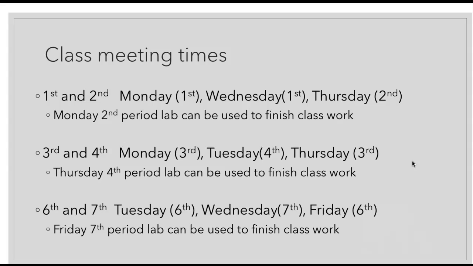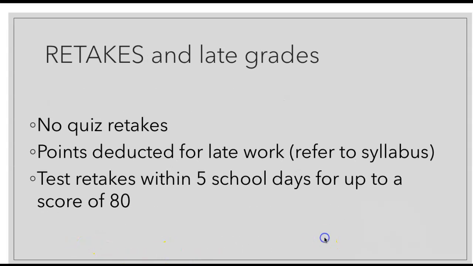All right, so here are our class meeting times. This is when we will actually meet at the very beginning of class on Zoom. My Zoom meetings are usually 20 minutes, unless there's a quiz or a test, and then we do a 30-minute Zoom where we review and then we do practice FRQs. So first and second period, I meet with you Monday, Wednesday, Thursday. Monday, second period lab can be used to finish classwork. Third and fourth period, I meet with you Monday, Tuesday, Thursday. Thursday, fourth period lab can be used to finish work. And then sixth and seventh period, I meet with you Tuesday, Wednesday, Friday, and then Friday, seventh period lab can be used to finish classwork.